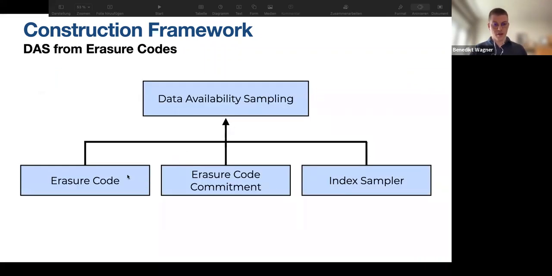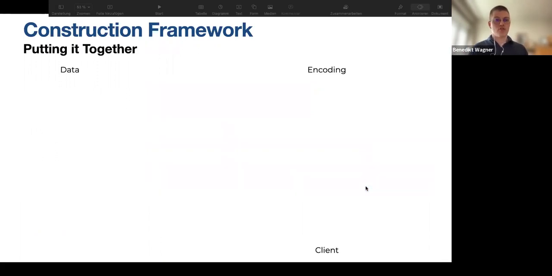Okay, so now we know what an erasure code is. We know what an erasure code commitment scheme for some code is. And I don't want to go into the details about this index sampler. This is a very interesting combinatorial thing, and we studied it for a while. But let me instead just show you how we construct data availability sampling now from these components.